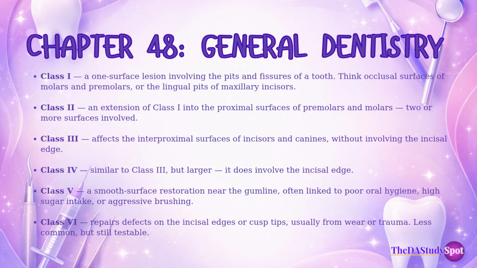Then class 3 affects the interproximal surfaces of incisors and canines without involving the incisal edge. Then there's class 4, which is similar to class 3 but larger. It does involve the incisal edge. Class 5 is a smooth surface restoration near the gum line, often linked to poor oral hygiene, high sugar intake, or aggressive brushing. And lastly, class 6, which are repairs, defects on the incisal edges or cusp tips, usually from wear or trauma, less common but still testable.